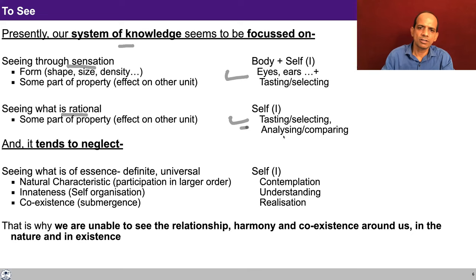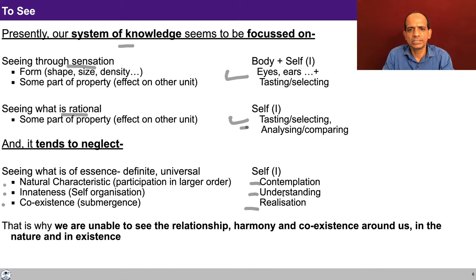Even this part is not touched upon in the present-day education system, because we hardly talk about the self. In the present system of knowledge, we assume the human being as body and try to explain everything in terms of body, isn't it? So it tends to neglect these three things: the natural characteristic, the innateness, and the coexistence, which is definite and universal. And that's how there is no focus on the awakening of the activities of contemplation, understanding, and realization. We have somehow kept it out of the syllabus.